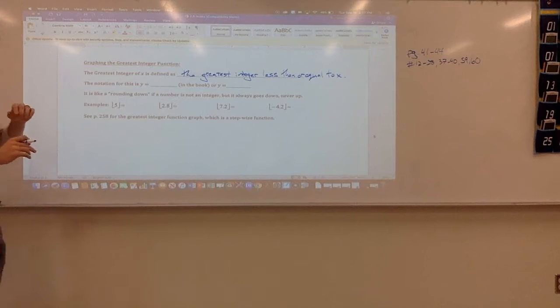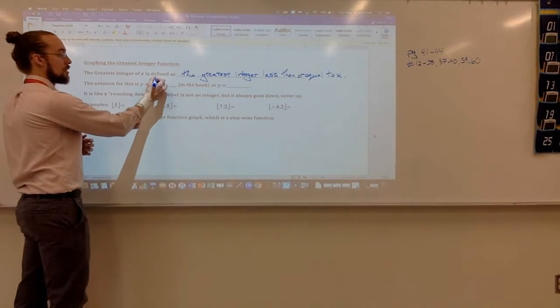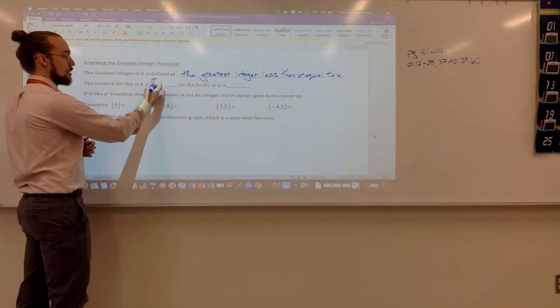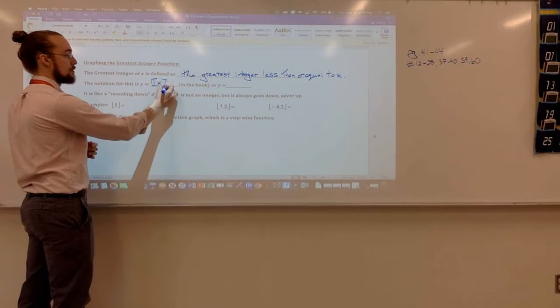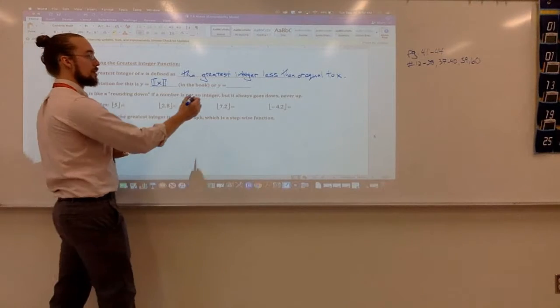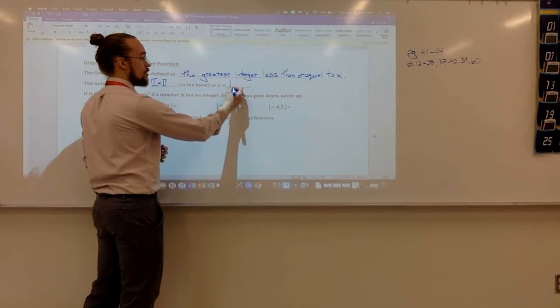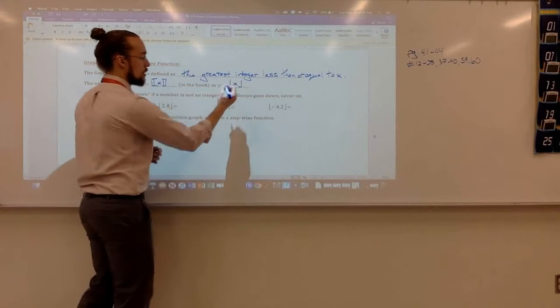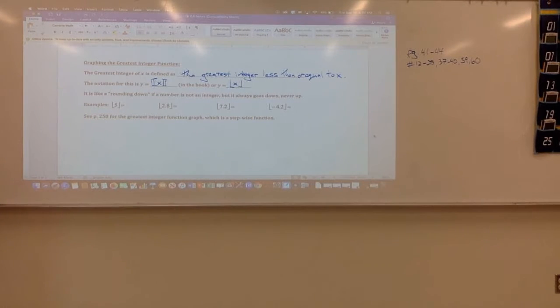So our notation. In the book, it's got a double bar like this. More commonly though, when we write it, we call this a floor function. Okay, so we write it like that. In the book, it's going to show up with these double bracket things. All this is basically rounding down if a number isn't an integer.